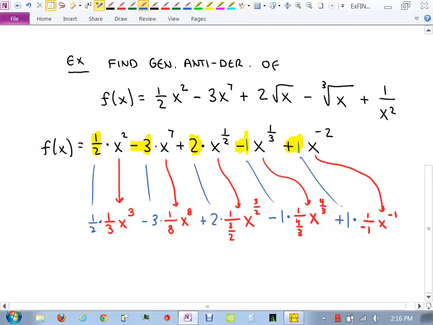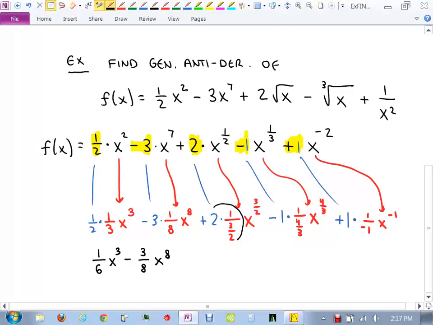Now, you get to a point eventually where you can just do all this in your head because you've done it so many times, all right? But just starting out, I'm trying to show as much detail as possible. Let's look at that first one. 1/2 times 1/3 is 1/6. So I've got 1/6 x cubed minus, let's see, 3/8 x to the 8th. What is 1 over 3/2? It's 2/3, isn't it? It's the reciprocal.